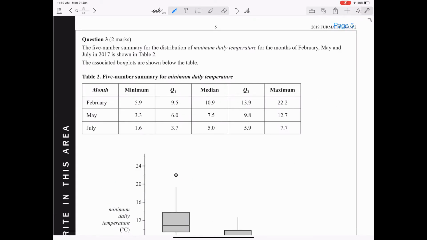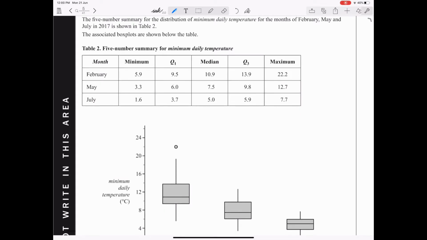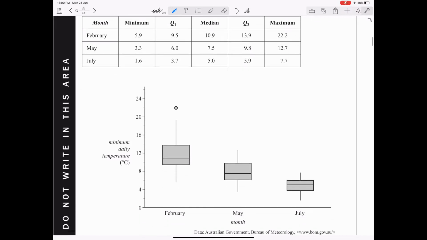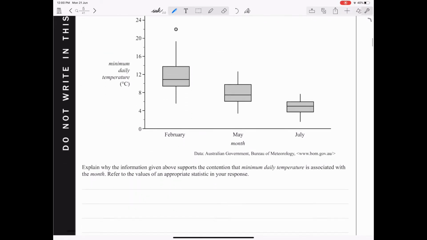Question 3. The 5-number summary for the distribution of minimum daily temperature for the months of February, May, and July in 2017 is shown in Table 2. The associated box plots are shown below the table. So Table 2 shows the 5-number summary for February, May, and July. And the parallel box plots are also given. Explain why the information given above supports the contention that minimum daily temperature is associated with month. Refer to values of an appropriate statistic in your response.